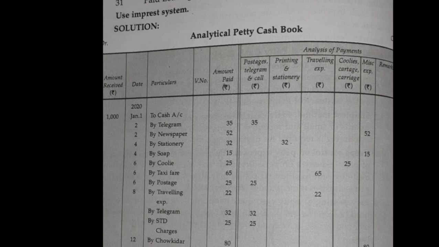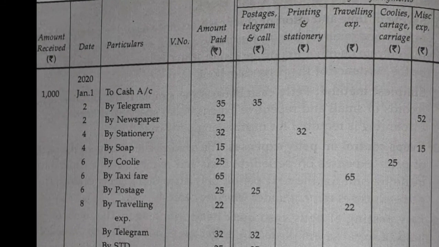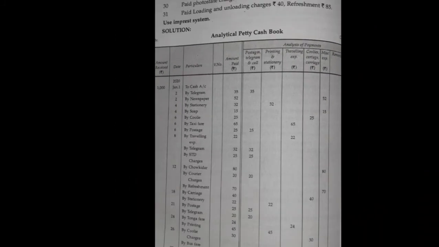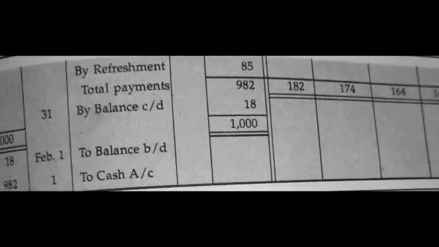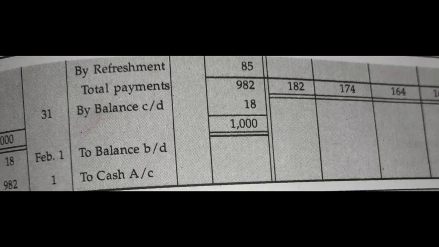Then you have miscellaneous. Whichever expense does not fall in any of the four columns given, you can record in the miscellaneous expense column. The last one, let me explain to you: we are going to total, and whatever balance is there will be shown as to balance c/d, and after the completion of the month, that will be the opening balance. So what you will do now, received.